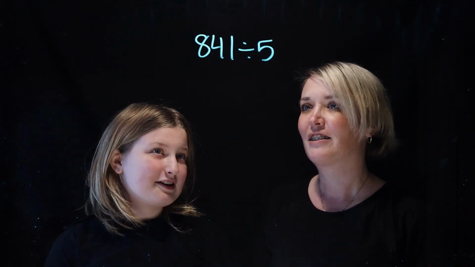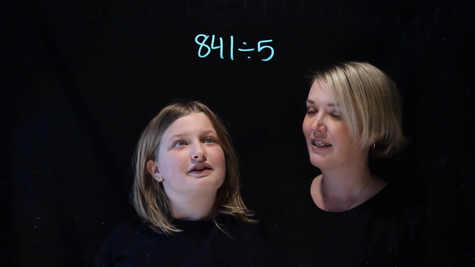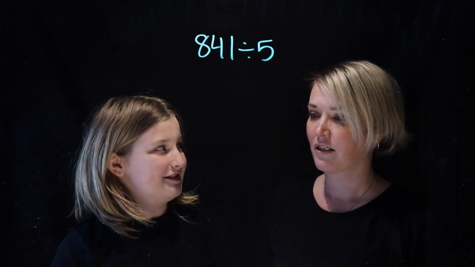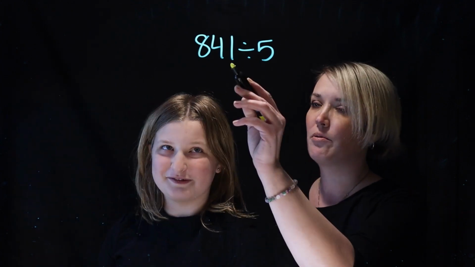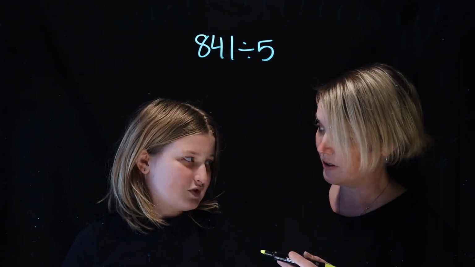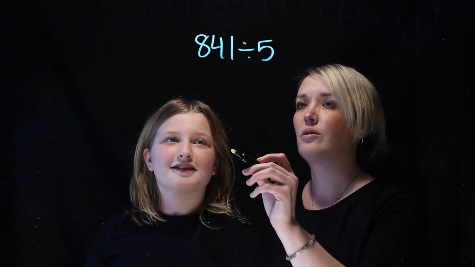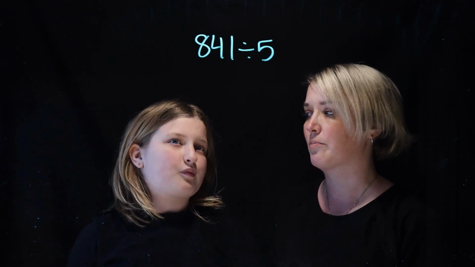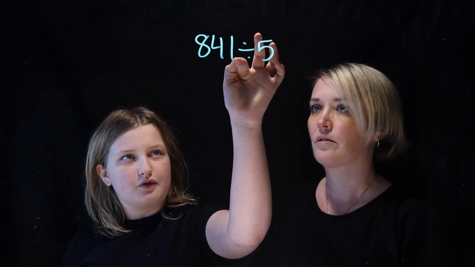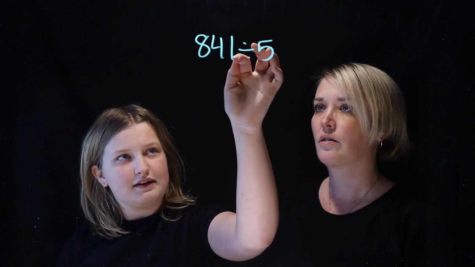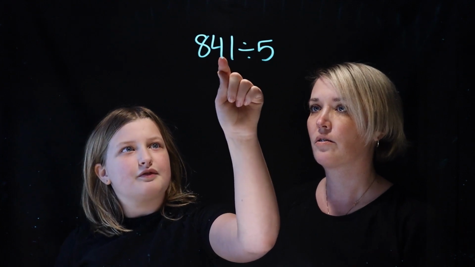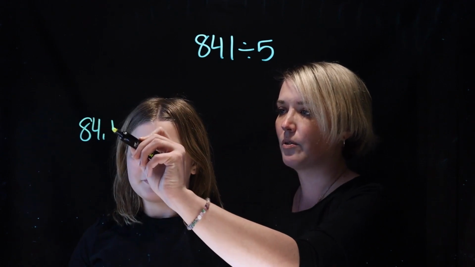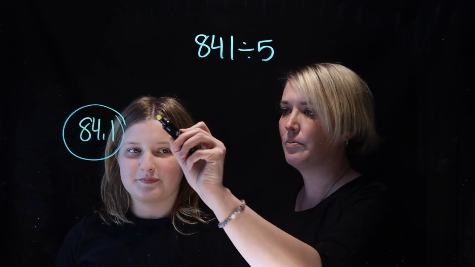Well, I want to think of it as 841 divided by 10. So 841 into 10 equal groups? Into 10 equal groups. Okay, so if I split this into 10 equal groups, how much is going to be in each group? Well, we just have to move the decimal over, so it would be 84.1. Okay, so let's go ahead and do that. So 84.1, that's in one group.